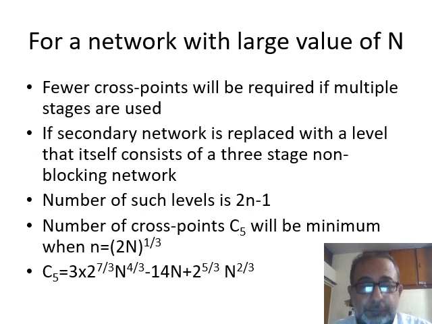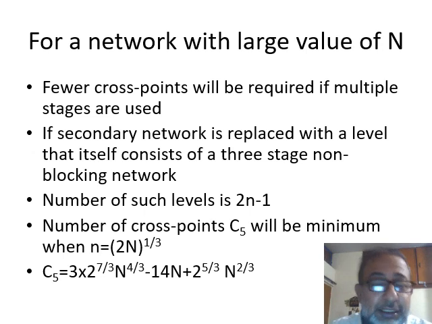If the secondary network is replaced with a level that itself consists of a 3-stage non-blocking network, we are just replacing the secondary stage with a complete 3-stage non-blocking network. It means that we would have 2n minus 1 levels of such switches, just like we had 2n minus 1 secondary switches in a 3-stage network. What we would get is a 5-stage network.